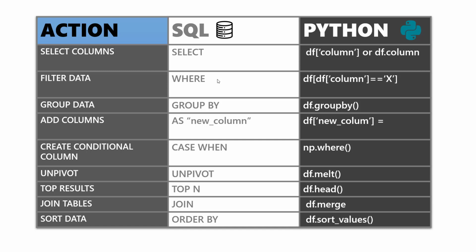Hi, I wanted to walk through some of the same commands and actions you would take in SQL and Python. As a data analyst or data scientist, Python and SQL are going to be two of the most fundamental coding languages that you're going to use, and they're going to be the main tools for data manipulation. So I wanted to walk through selecting columns, filtering data, grouping, adding a column, creating conditional columns, unpivoting the top results, joining tables, and sorting data in both of these tools.